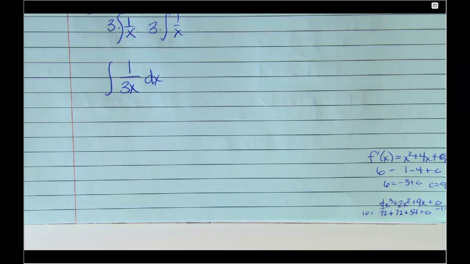Well, no equal sign here, right? So this one, I'm just rewriting. This is just the rewrite, right? There's your integral sign. This is the x. So can you just pull out the 1/3?